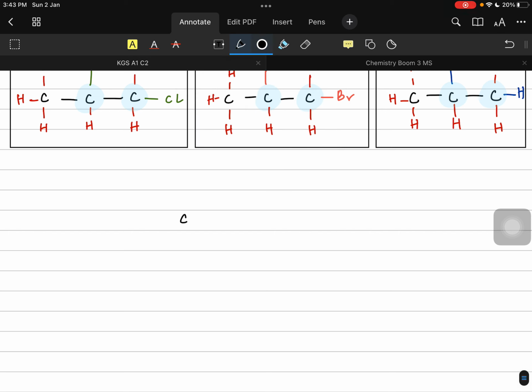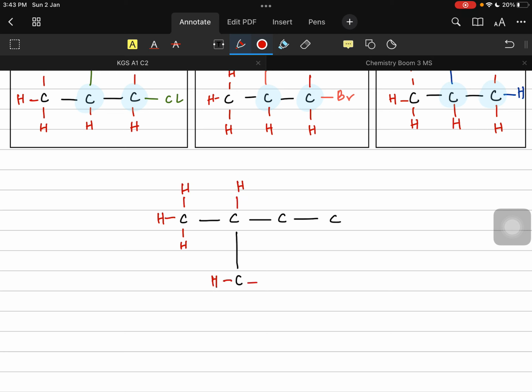If it's a complicated molecule, let's say like this. I'm making a complicated molecule just so that we can understand the whole concept. There are three hydrogens over here. There's one hydrogen over here.